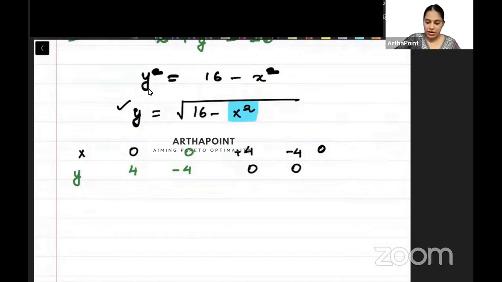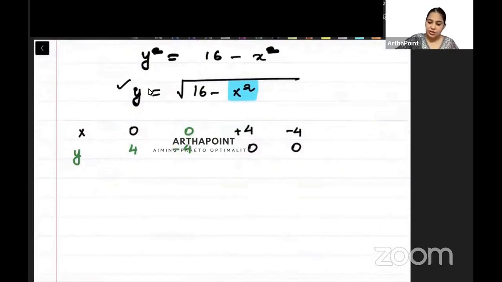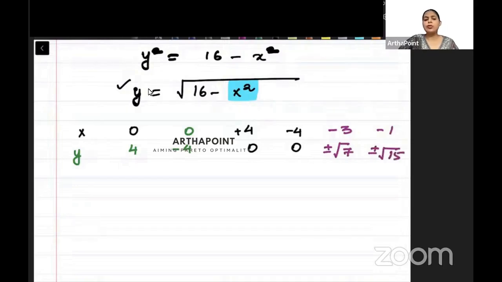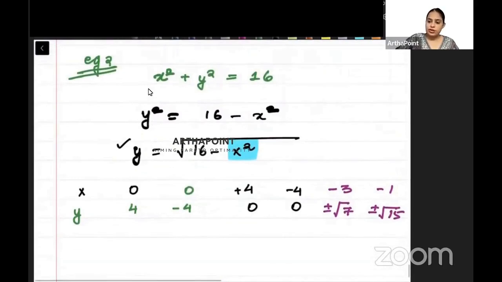Okay. You can take some more points also and give it a try बेटा. आप कुछ और points भी ले सकते हो. Like you can take the point where x is -3. You will get y as plus minus root 7. X as -1. You will get y as plus minus root 15. कुछ और points भी ले सकते हो if required. Otherwise, it is not required.